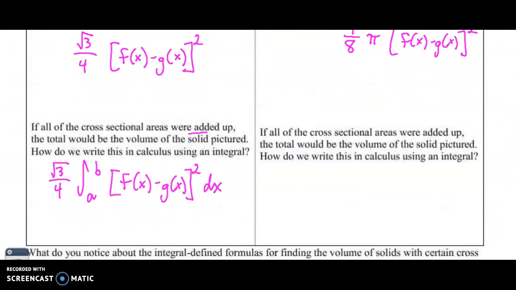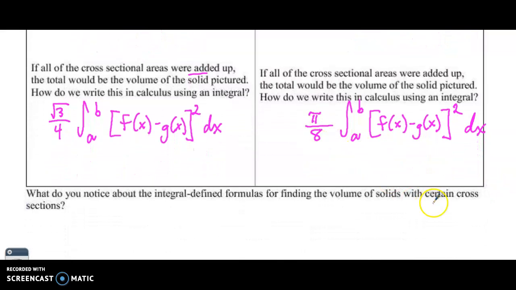Pretty clear, I think. So what's our answer for the sum of all of them? And by the way, 1/8 times pi is pi divided by 8, same thing. Integral from a to b of f of x minus g of x squared. And I know lots of people will just memorize these formulas. I like to work it out though. But what you should notice about all of these formulas, integral defined functions for volumes of solids, no matter what, is we have that form that has f of x minus g of x being squared. That happens no matter what.